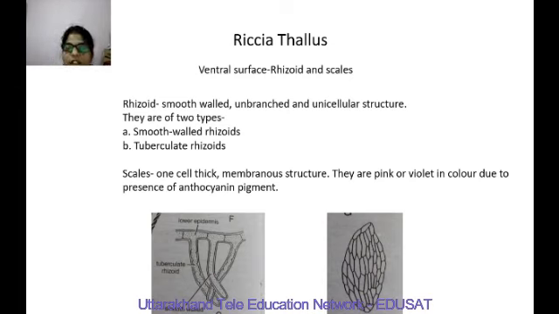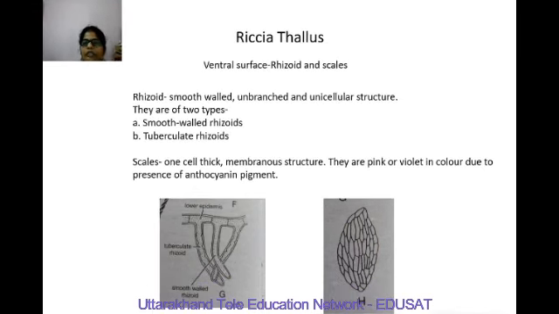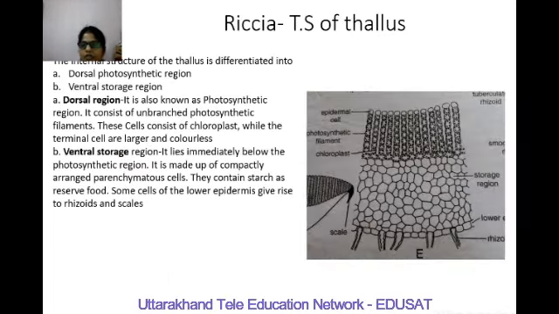Now the function of rhizoids is attachment to the substratum, and they help in the absorption of water and minerals, while the function of the scales is protection: they protect the apical notch, which is the growing point of the thallus. Now let's come to the internal structure, or the anatomy, or the transverse section of the thallus of Riccia.